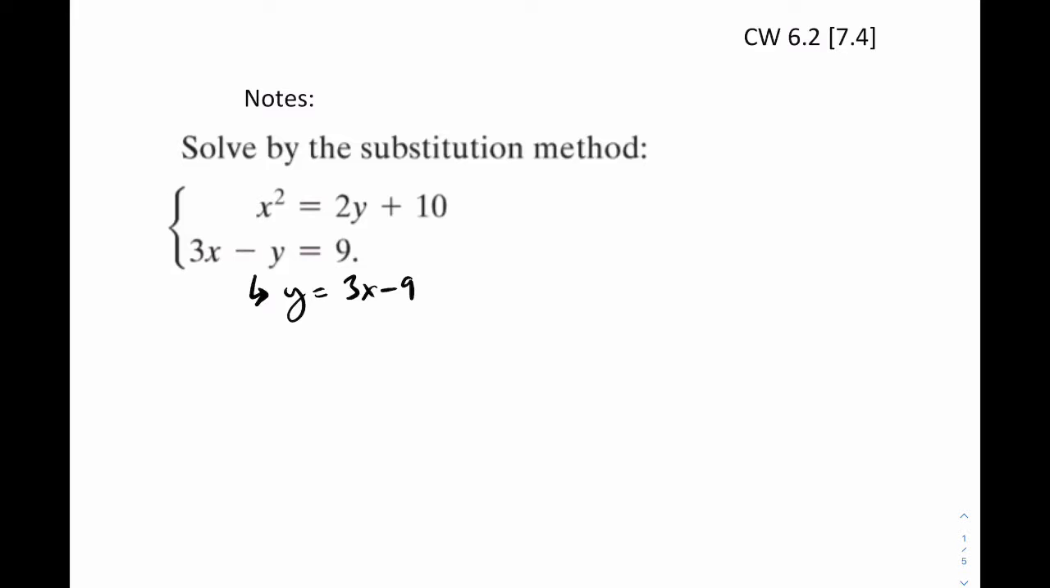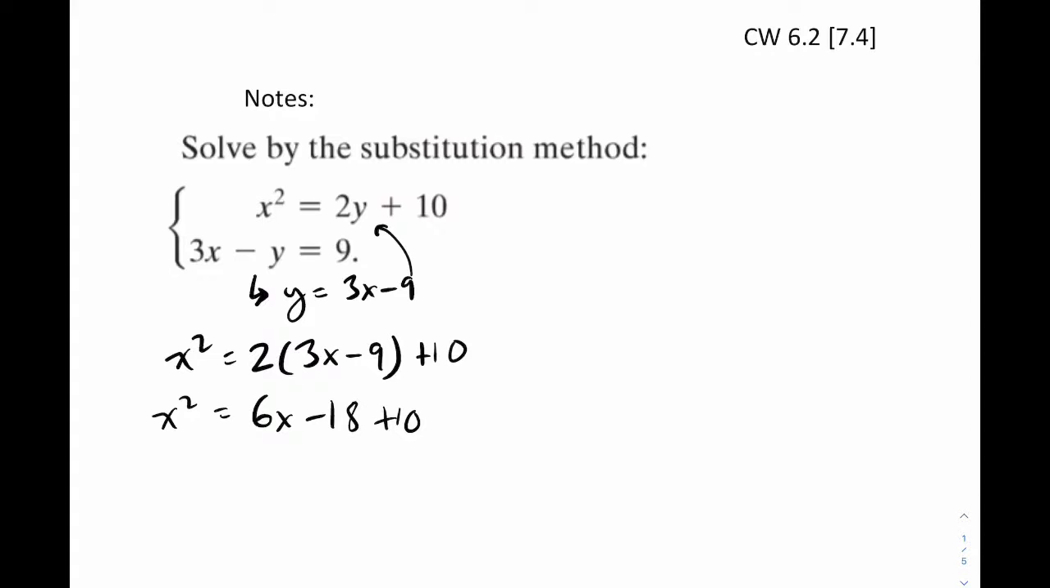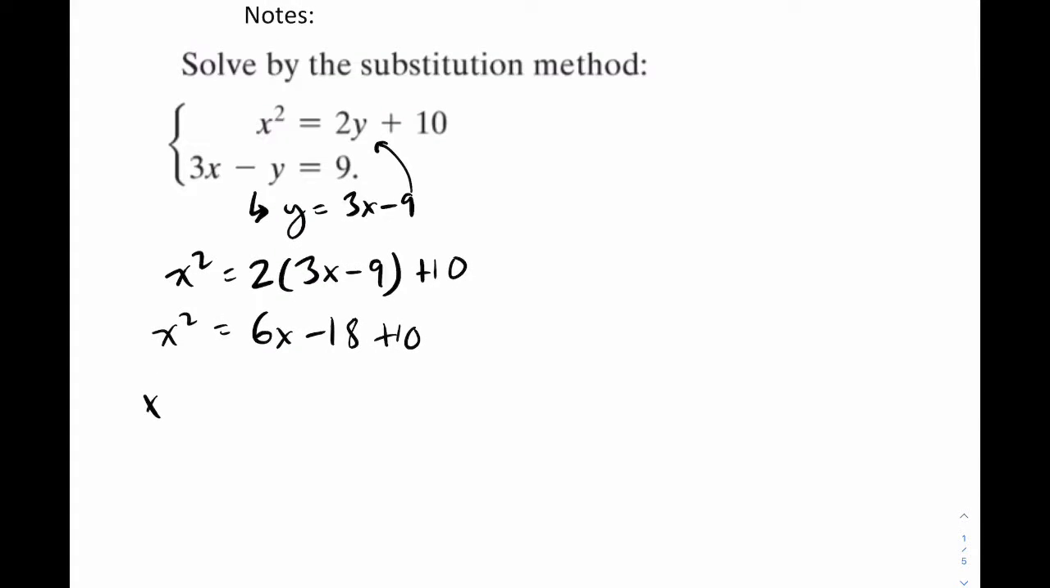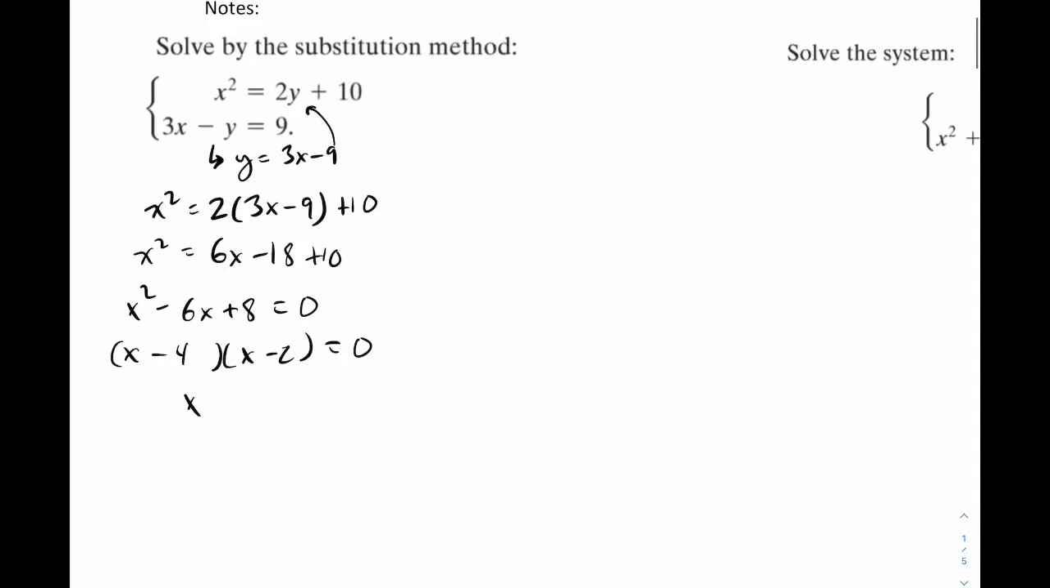And now I want to plug this thing in for the y value up there. So that's right, x squared is equal to 2 quantity 3x minus 9 plus 10. Let's do some algebra. That's 6x minus 18 plus 10. Let's move all to one side. So x squared minus 6x plus 8, that's 0. We're going to factor it. x minus 4 and x minus 2. And here we have x equals 4 and 2.